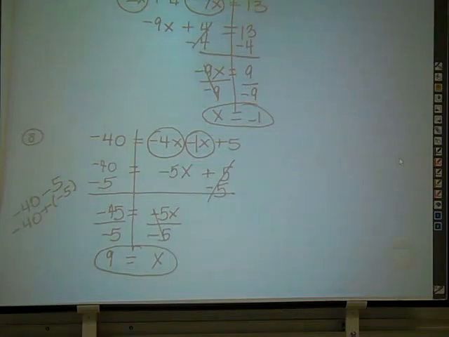Now remember, when you're solving these, your first question is always going to be, are those variables on the same side or are they on opposite sides? And if they're on the same side, remember, combine them together. If they're on opposite sides, you need the opposite operation, which we will be doing tomorrow.